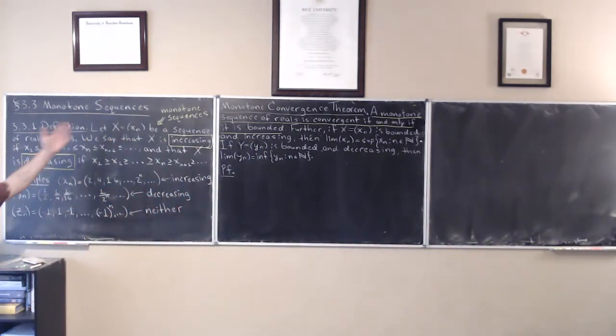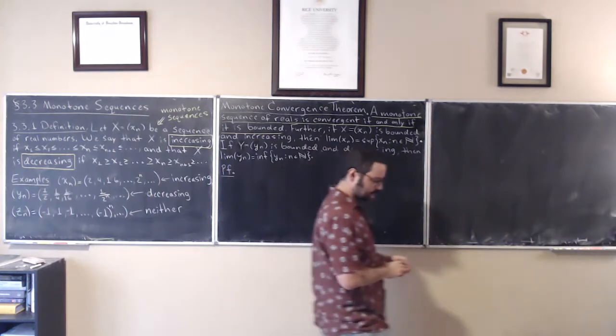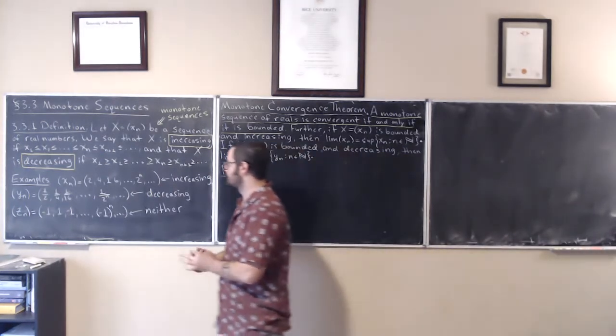Well, if we have x as a sequence of real numbers, we say that x is increasing if x1 is less than or equal to x2, so forth and so on. Basically, if xn is at most xn plus 1 for all natural numbers n. So this would be a monotone increasing sequence.